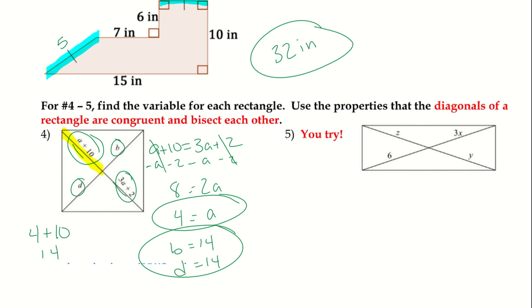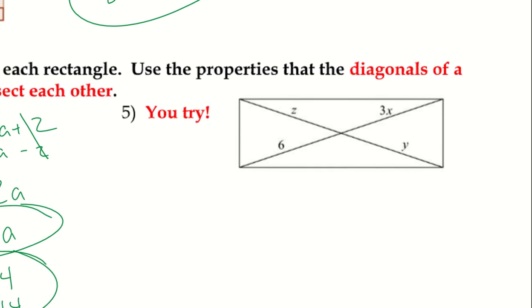A had, you know, adding 10, multiply by 3, add 2, where D and B were just the plain number, so we had to solve. Once we found A, we had to plug it back in. All right, you guys go ahead and try number 5. Zoom in, you guys can see it. Pause the video.